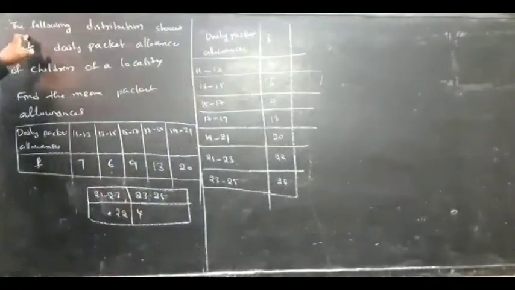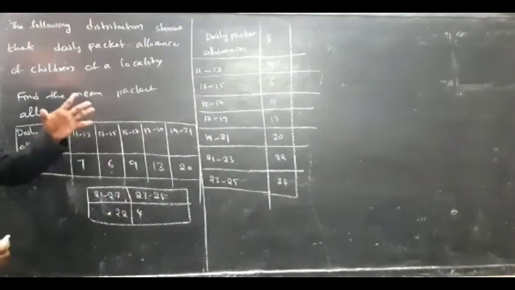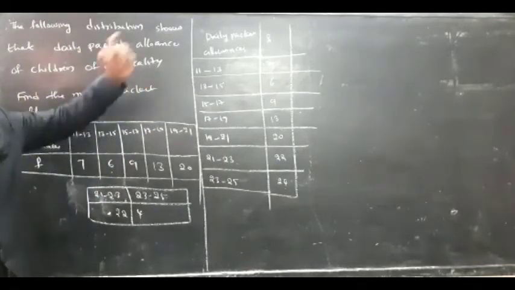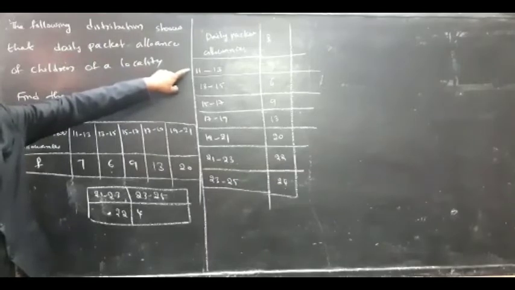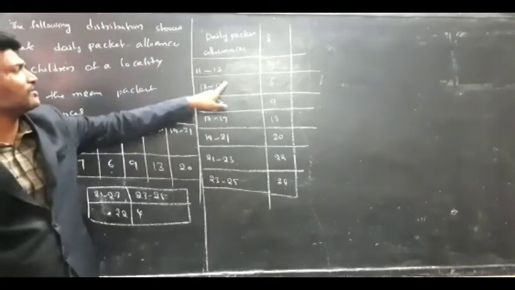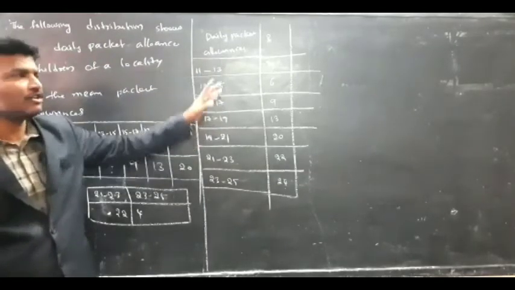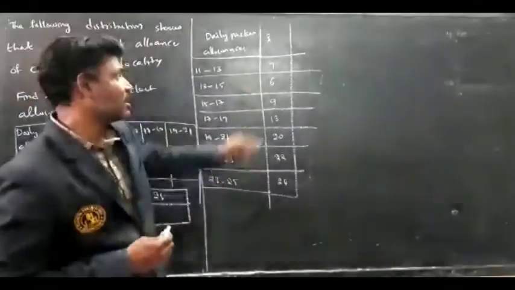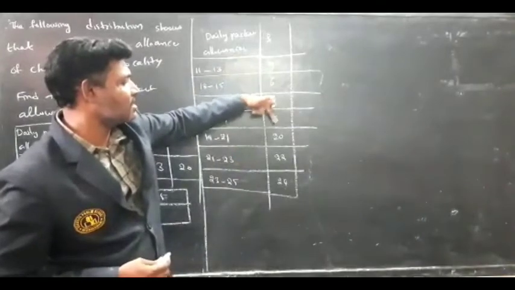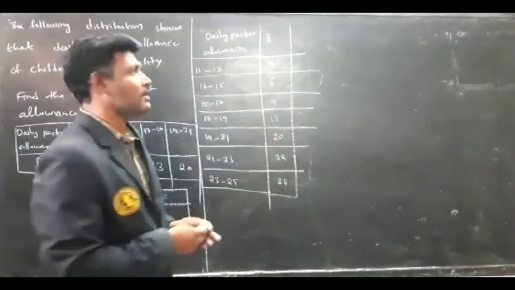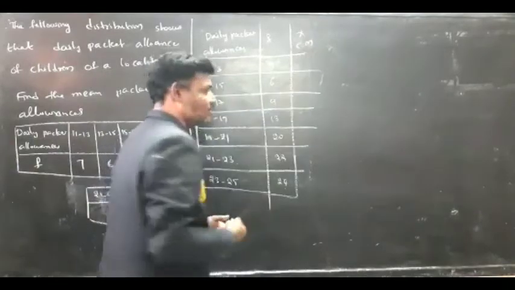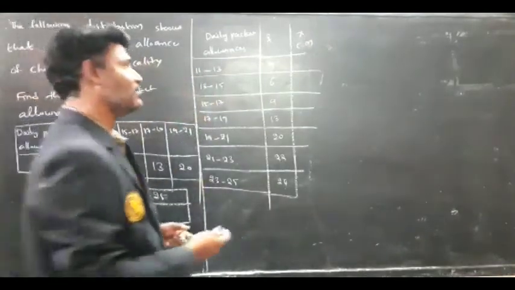The following distribution shows the daily pocket allowances of children. You have to find the mean of this distribution. To find the mean of this distribution, first, what are the class intervals? 11 to 13, 13 to 15, 15 to 17, 17 to 19, up to 25. Then what is the frequency column? 7, 6, 9, 13, 20, 24. Next I need X. What is the meaning of X? Class mid values.